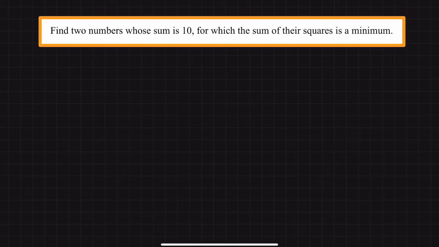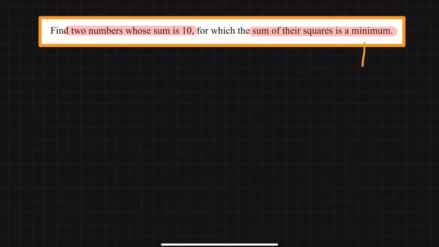Okay, here's a look at your first optimization problem. This one's pretty straightforward. Find two numbers whose sum is 10, for which the sum of their squares is a minimum. So this one sentence is actually giving us two different equations. The first equation is you have two numbers whose sum is 10. The second equation is those two numbers, the sum of their squares is a minimum.